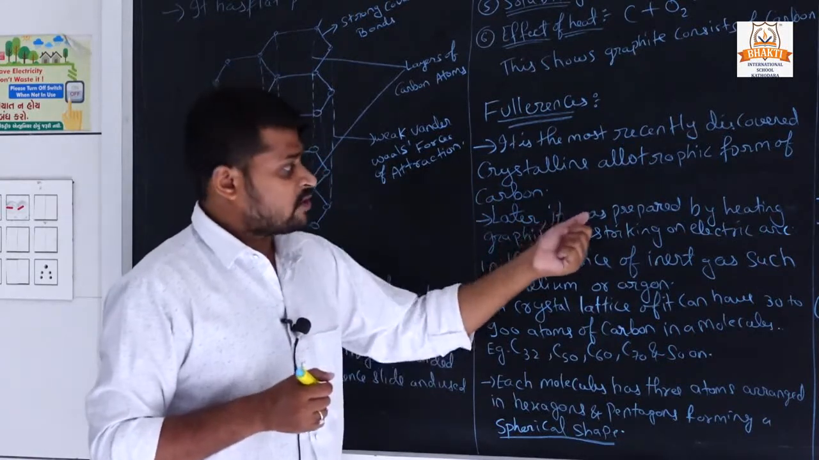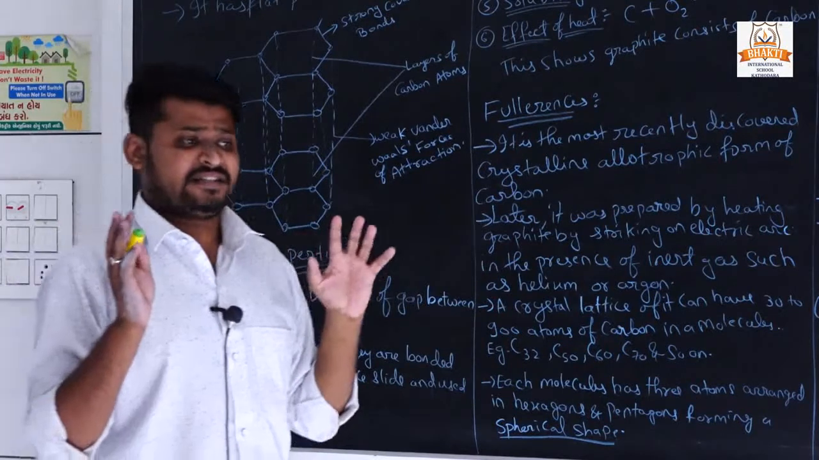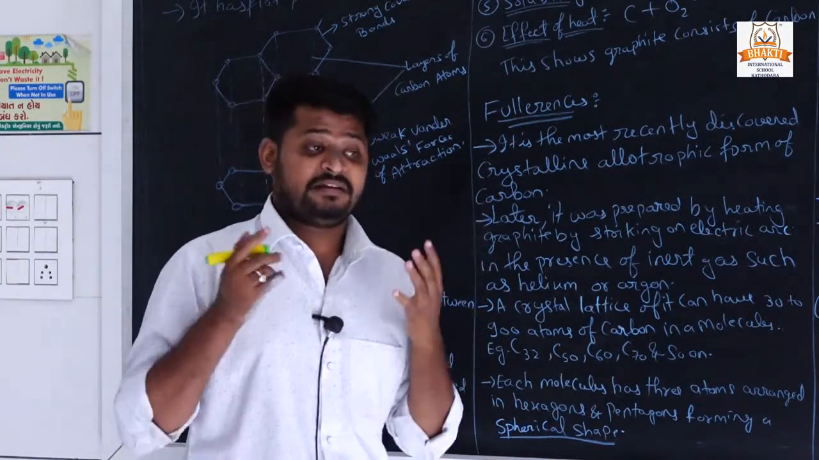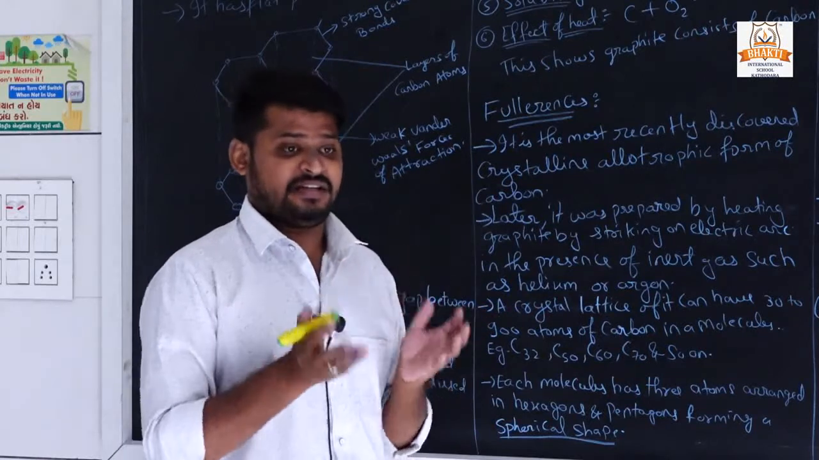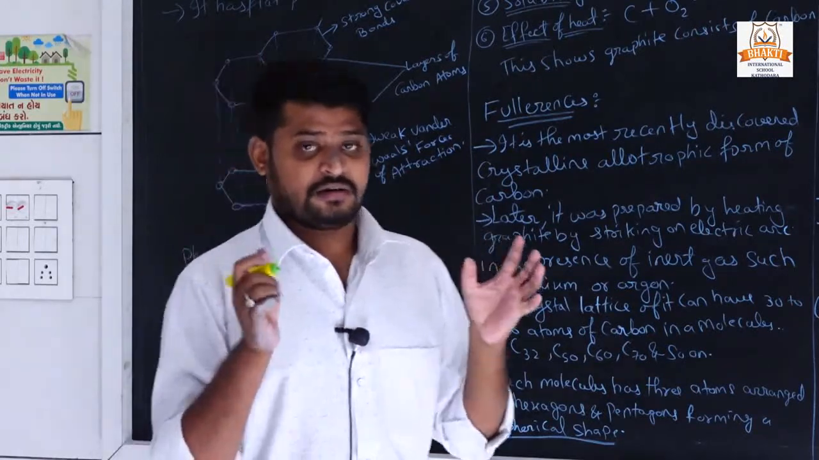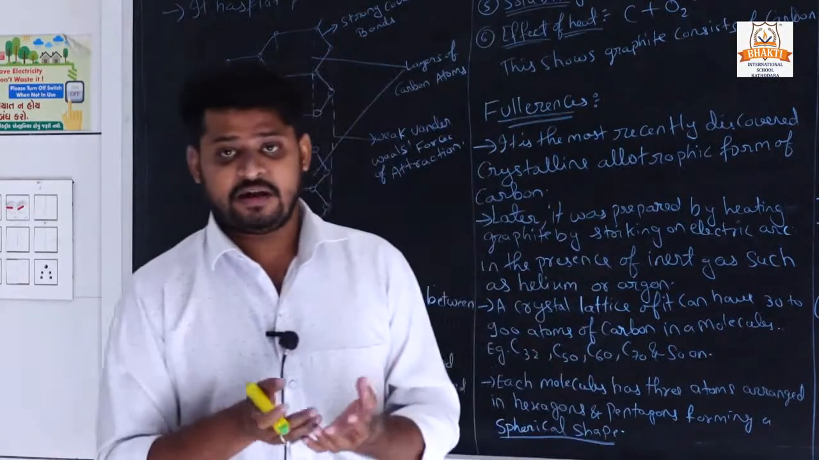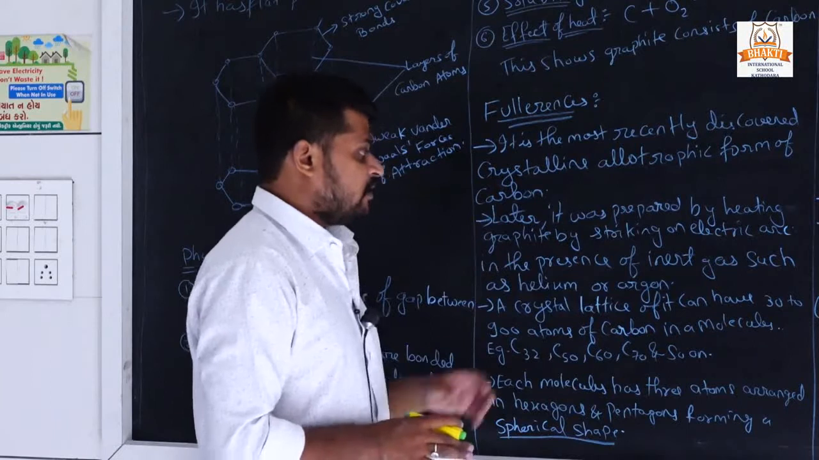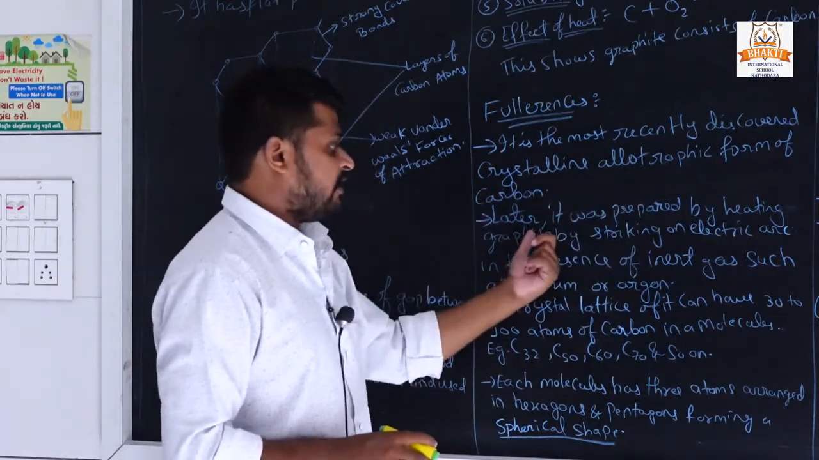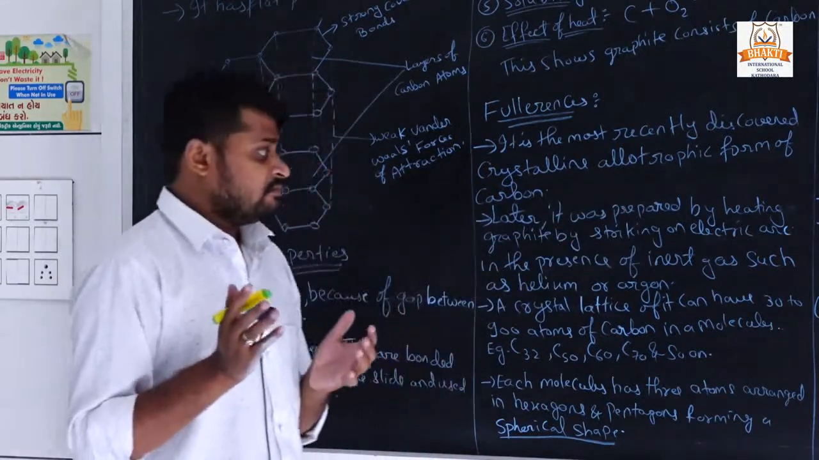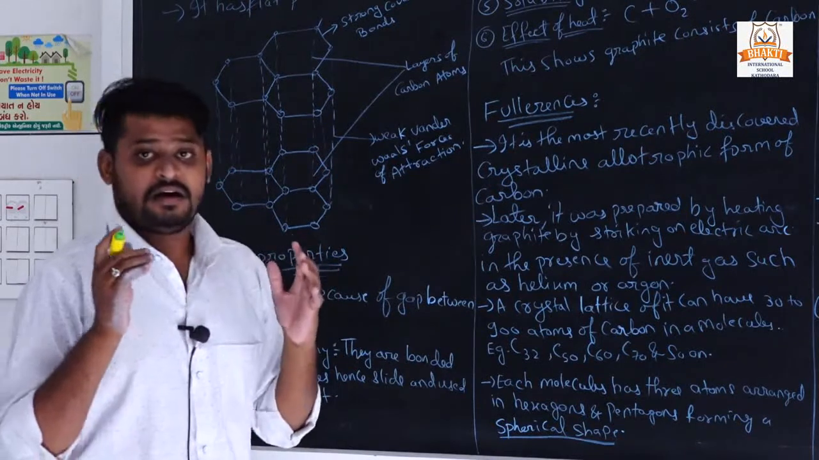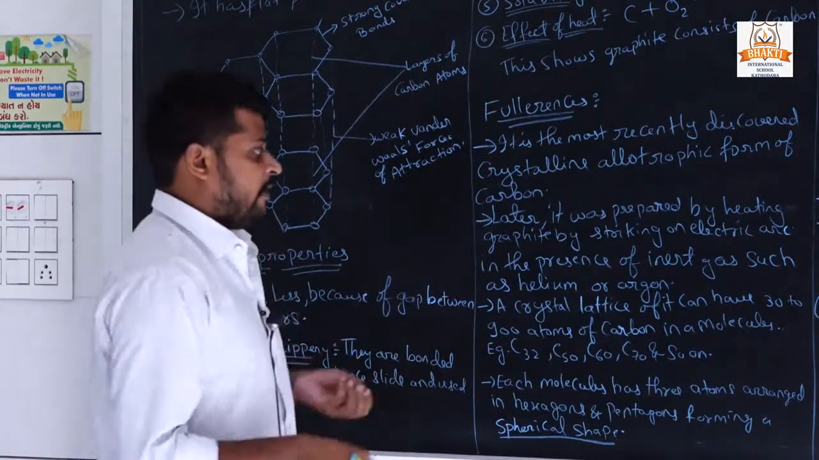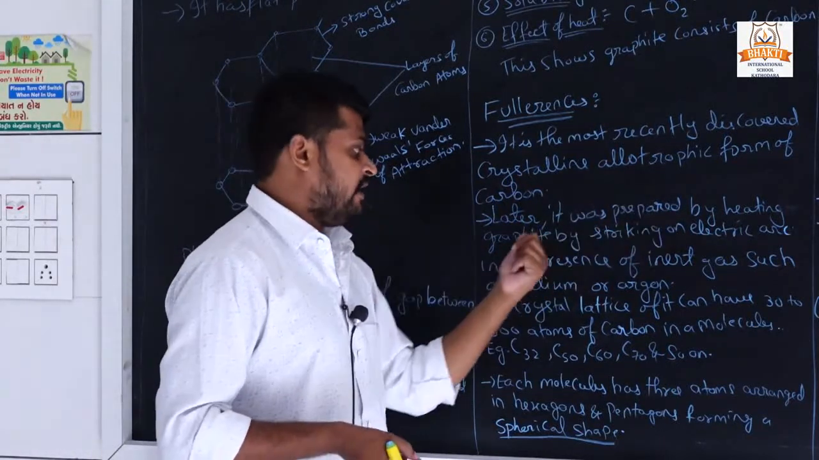Later, many scientists came and conducted many experiments to explain how many carbons are present in fullerenes and how many types of carbons. From all these observations we concluded that it was prepared by heating graphite. So how fullerenes are produced: many experiments were done and later it was prepared by heating graphite.